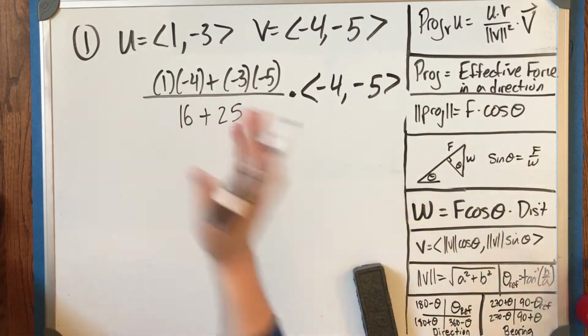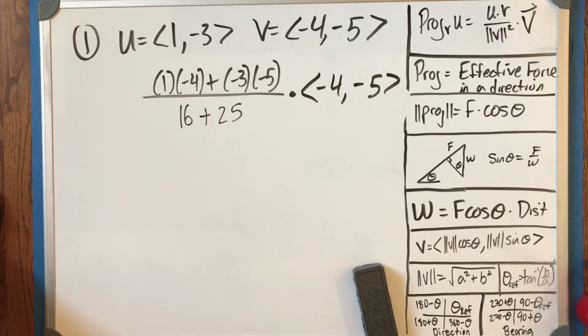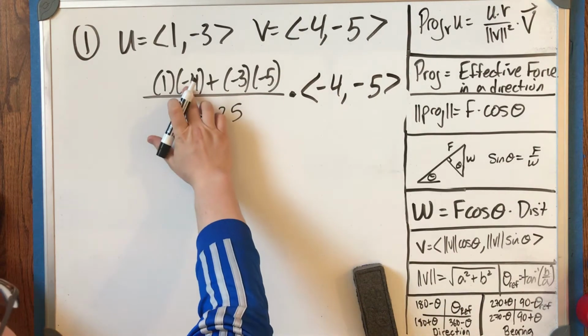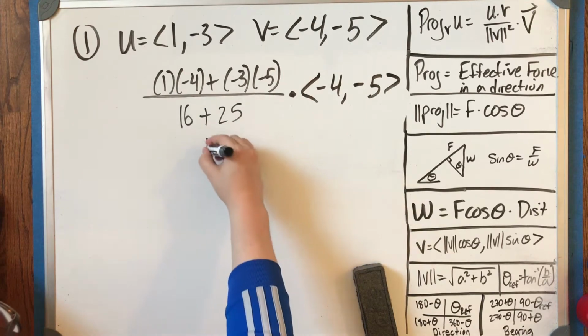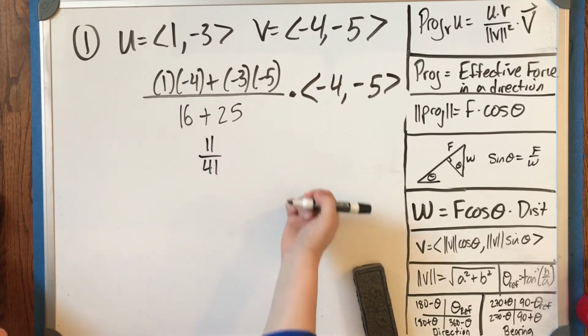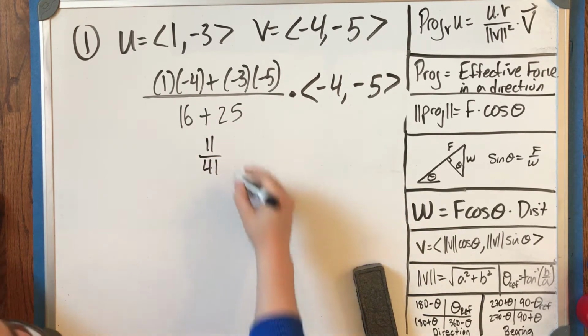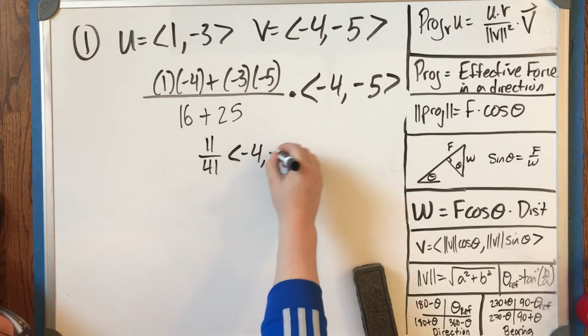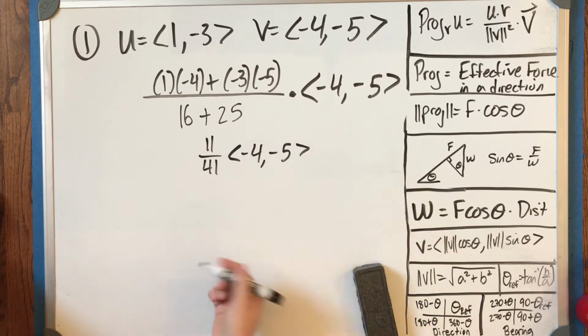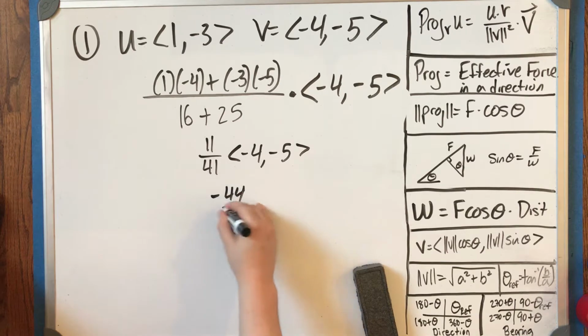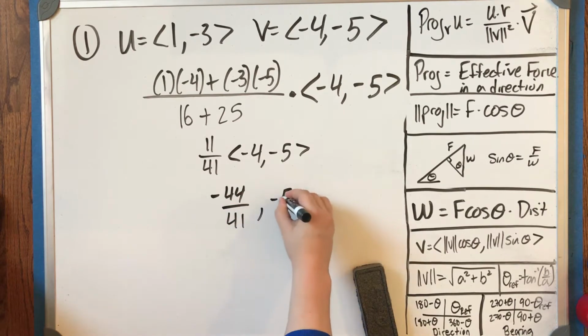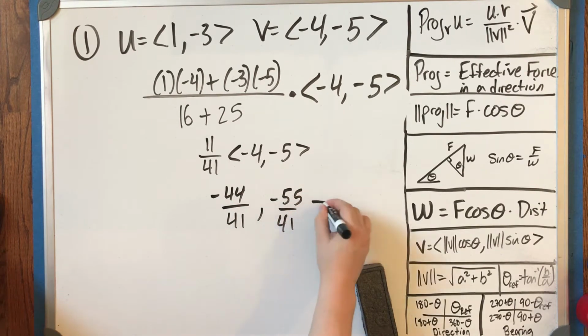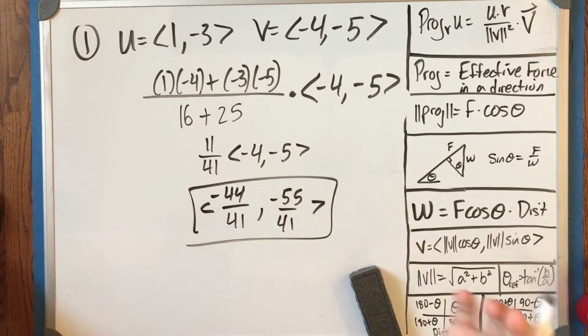Okay, so I just need to do a little bit of math, figure out what these numbers actually are over here. So -4 plus 15, so this is 11 over 41, I believe. And then <-4, -5>, and then I just distribute that through. Ta-da! Done.